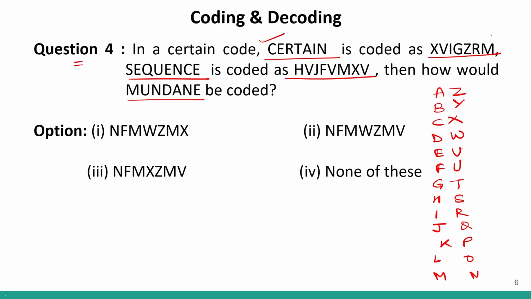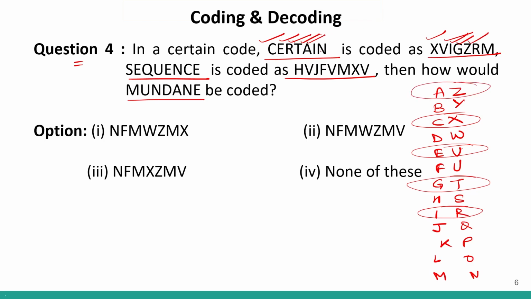So C and X are opposite letters, correct? E and V are opposite letters. R and I are opposite letters. T and G are opposite letters. A, Z, definitely opposite letters. I, R, again opposite letters. N and M are also opposite letters. So these are all opposite letters.